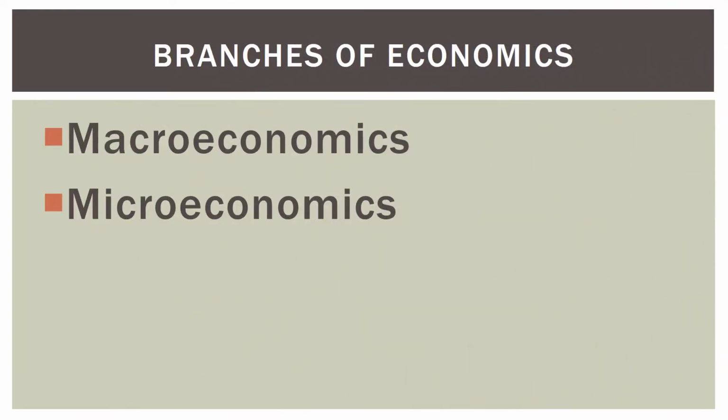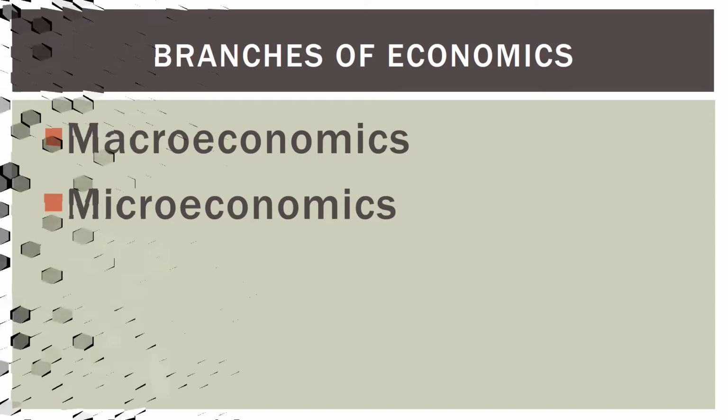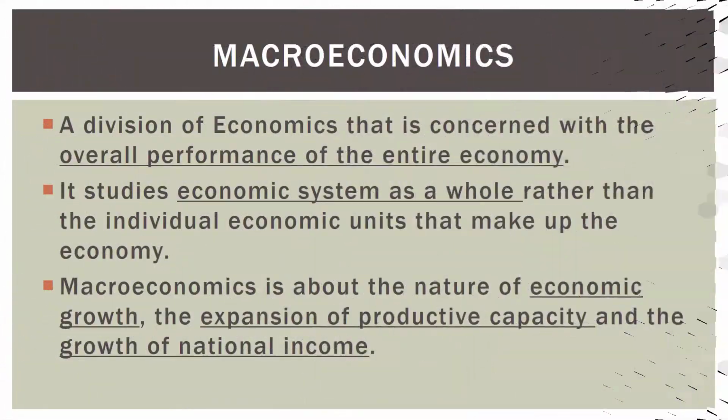The branches of economics: 1. Macroeconomics. 2. Microeconomics. Macroeconomics, a division of economics that is concerned with the overall performance of the entire economy. It studies the economic system as a whole rather than the individual economic units that make up the economy.